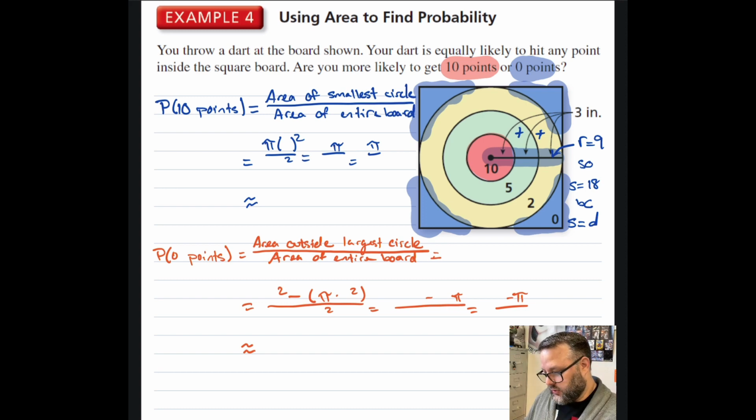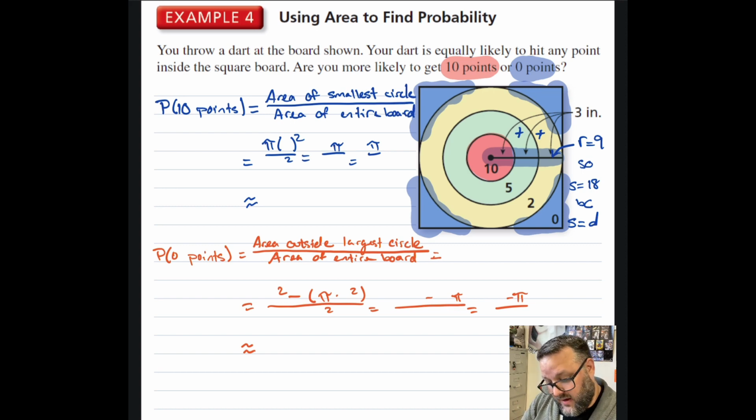So what we're going to look at here is, first, the probability of hitting 10 points. In order to find that, we're going to have to take the entire board into account, but then only look at the smallest circle in the middle and how much it takes up of the entire board. So, in other words, we got to find the area of a circle and we got to find the area of a square.